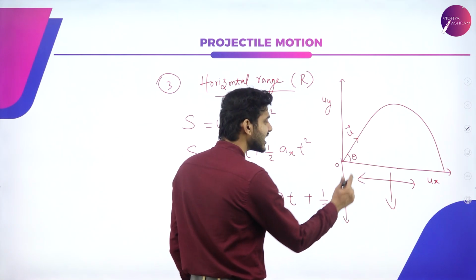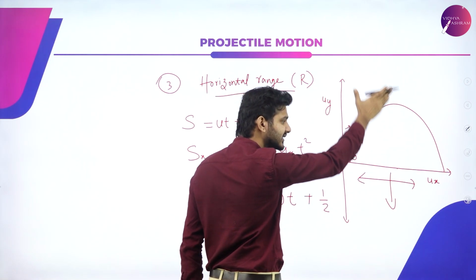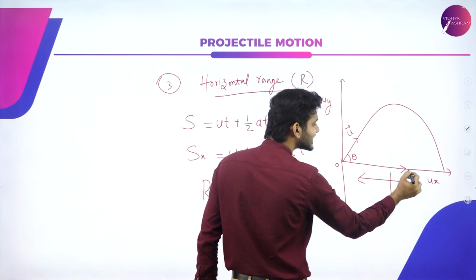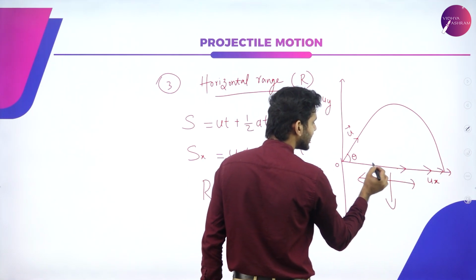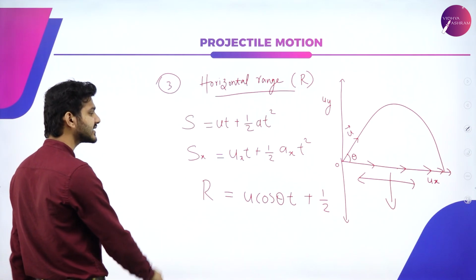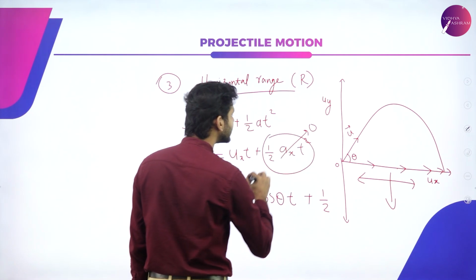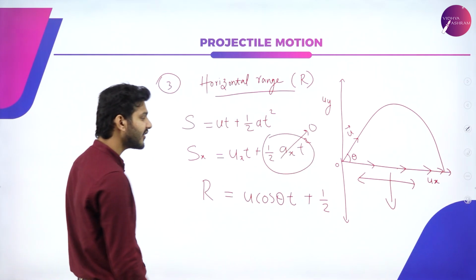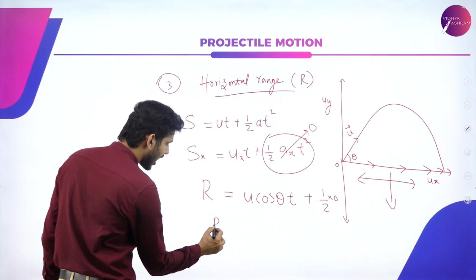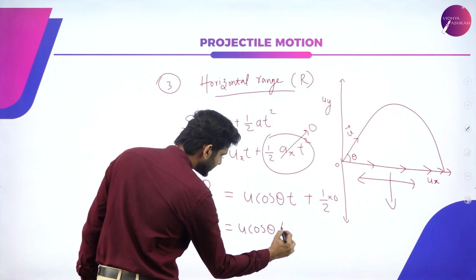We are only measuring how far it is traveling. We are not considering anything in the y-axis. Y-axis components are not being considered here. Only x-axis components are considered. That is how far it is traveling. So ax will automatically be 0, and this entire term will be 0. So half into 0, we can write this down as R is equal to u cos theta t.